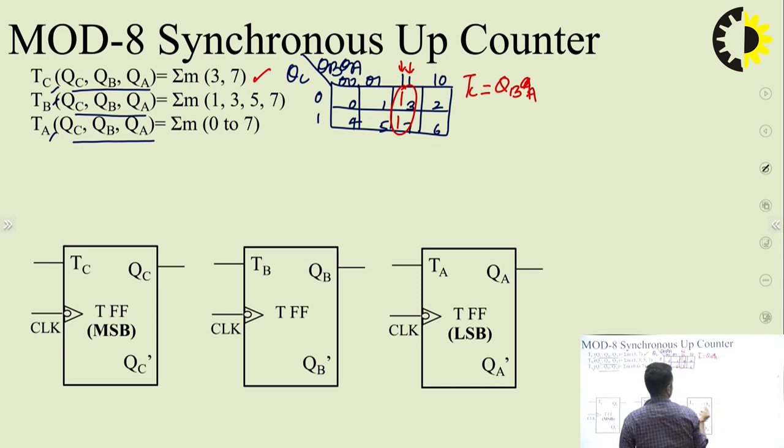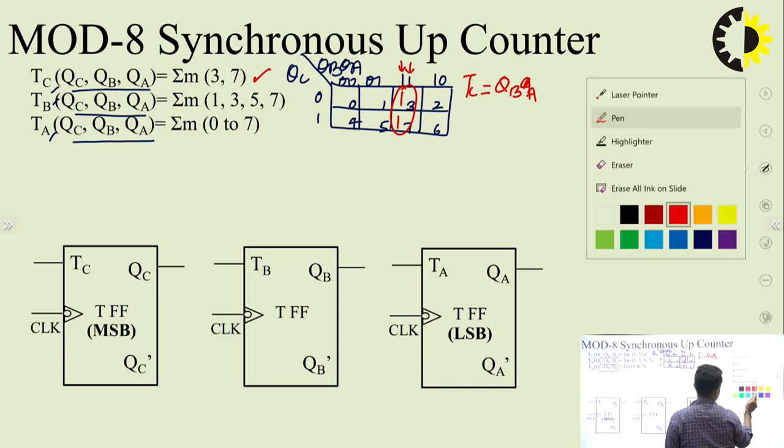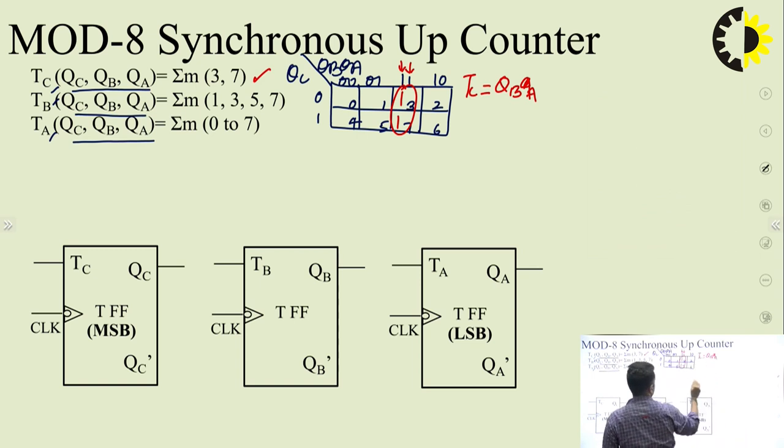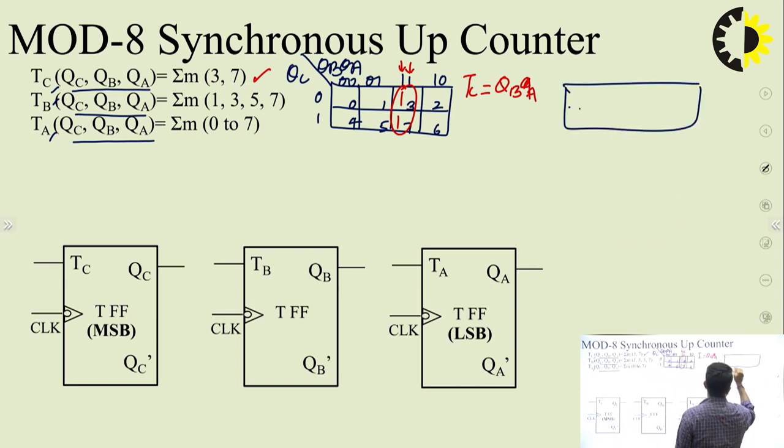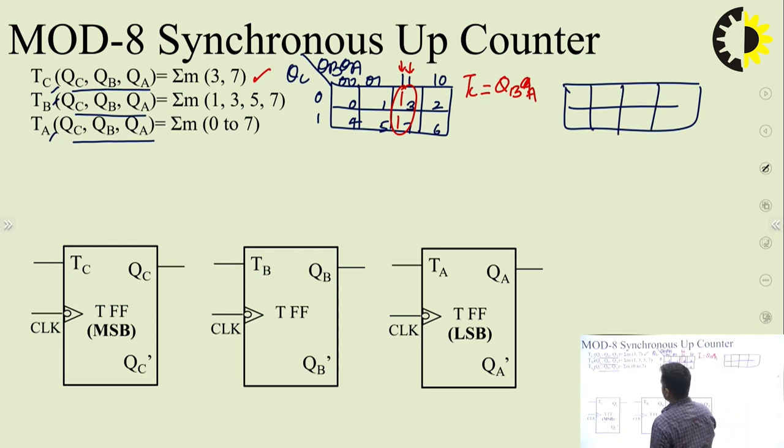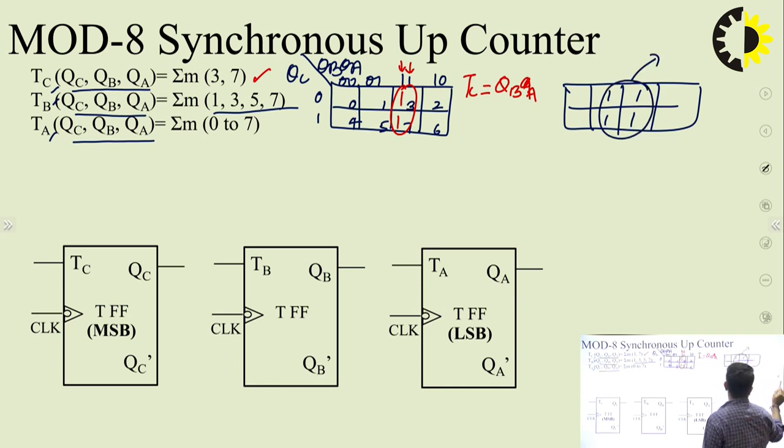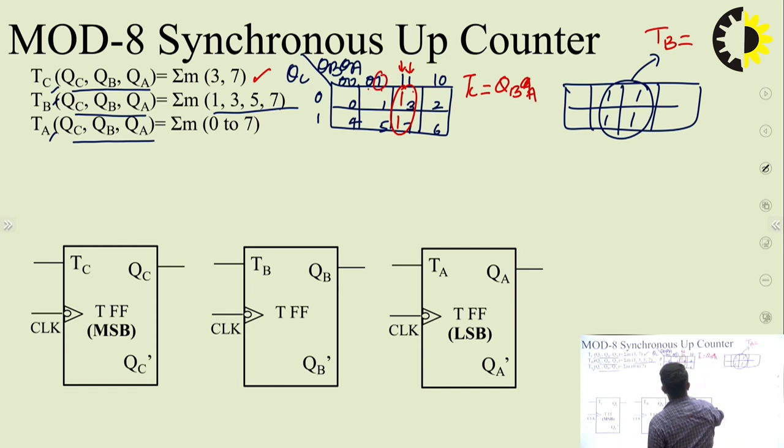Similarly, we can prepare for TB. If I prepare the next K-map for TB, with minterms 1, 3, 5, 7, this is 1, this is 3, this is 5 and 7. So a quad will be there, and for this the expression is TB equal to the one that is common, which corresponds to QA. So TB is equal to QA, TC is equal to QB QA.